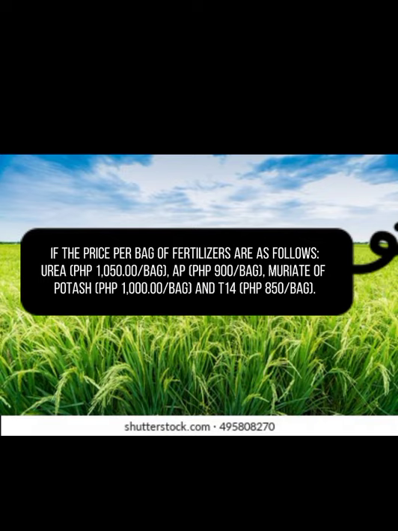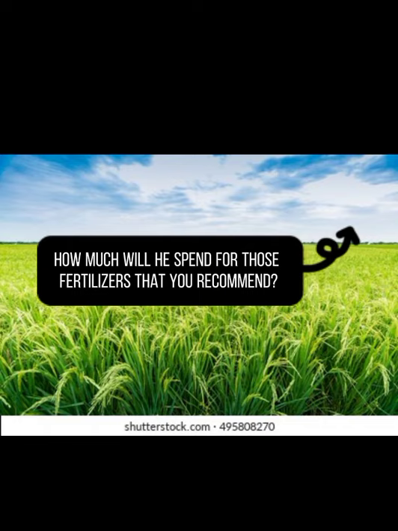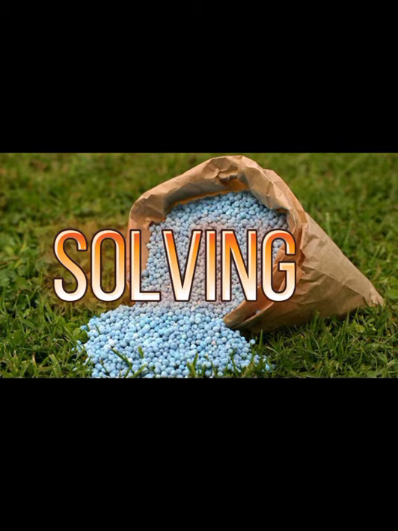If the price per bag of fertilizers are as follows: urea 1050 per bag, ammonium phosphate 900 per bag, muriate of potash 1000 per bag, and triple 14 850 per bag. How much will you spend for those fertilizers that you recommend? And now let's solve the problem.